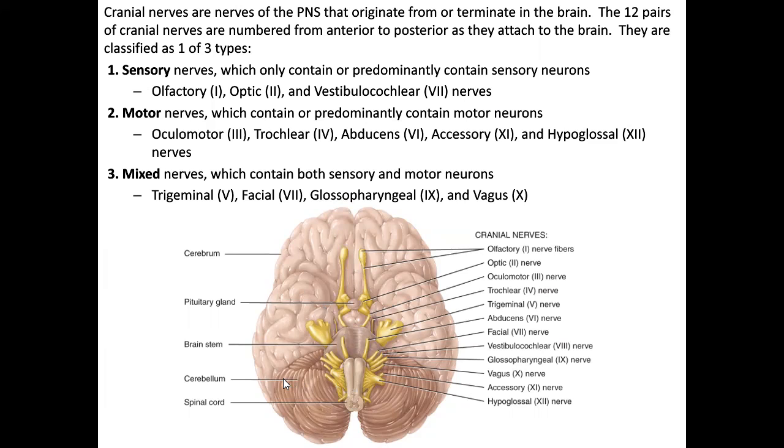Okay. Now, the cranial nerves can be classified as one of the following three types: sensory, motor, and mixed. Okay. Sensory cranial nerves are going to only contain or predominantly contain sensory neurons. Okay, your first two pair, for example, are an example of that, meaning that the sensory neurons are going to be carrying the signals into the brain. Okay, in the case of your olfactory cranial nerves, those are the ones that are associated with olfaction or smell.